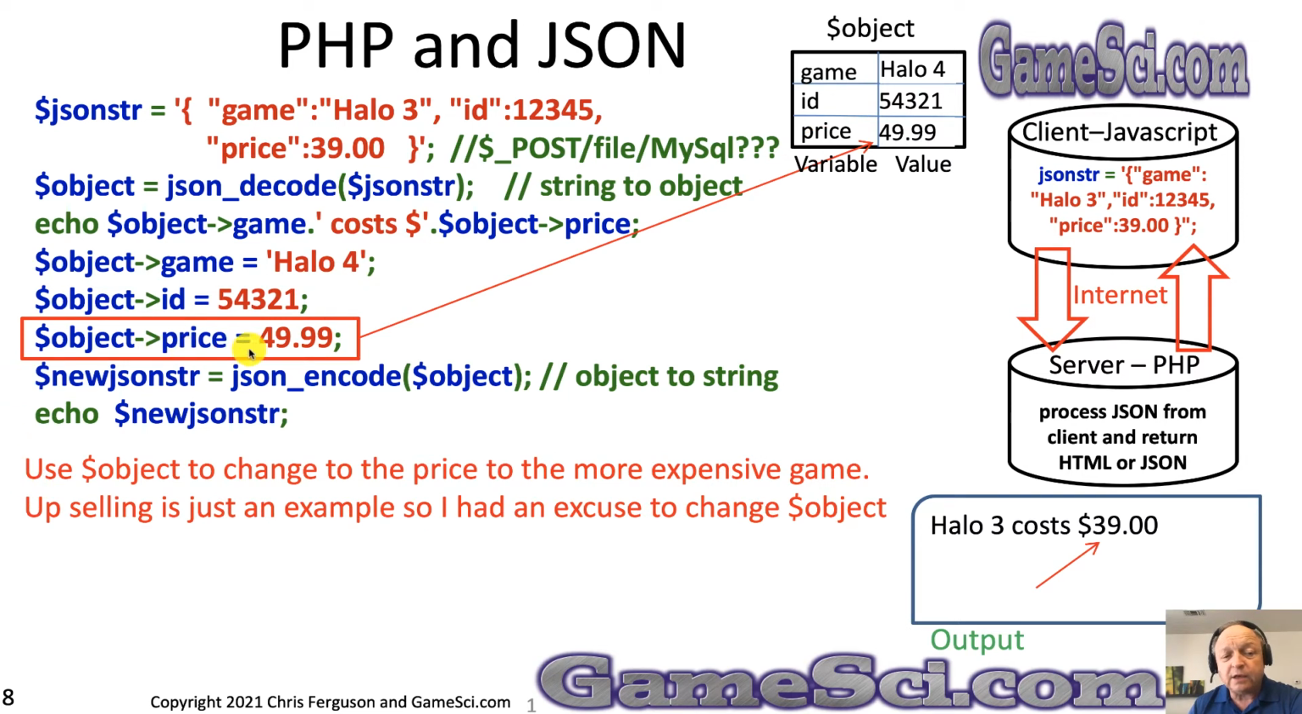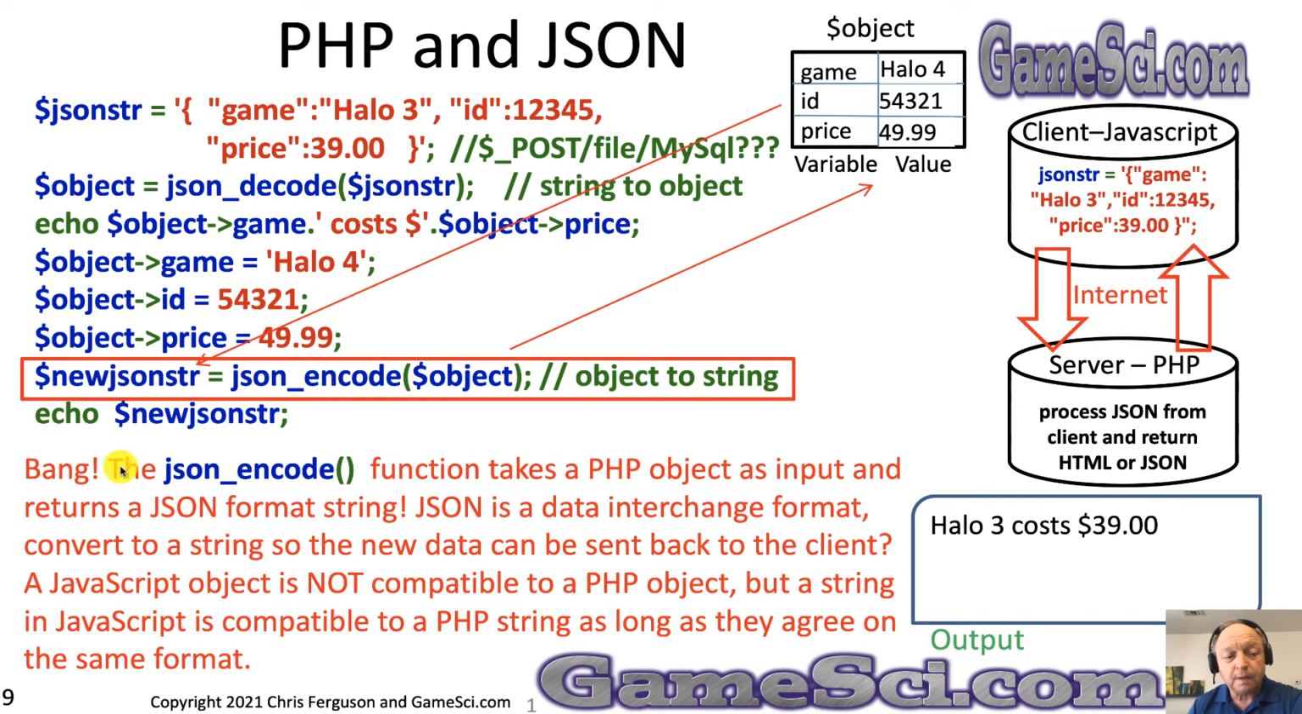$object price equals $49.99. Here's why we're doing it. It's $11 more. Use $object to change the price to the more expensive game. Upselling is just an example. I had to have some reason for changing this object, so I decided upselling would be my example. It's just an excuse to change $object. The customer expressed interest in a $39 game. Why not try selling them a $50 game?